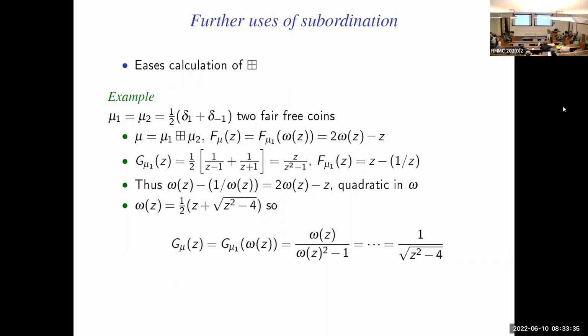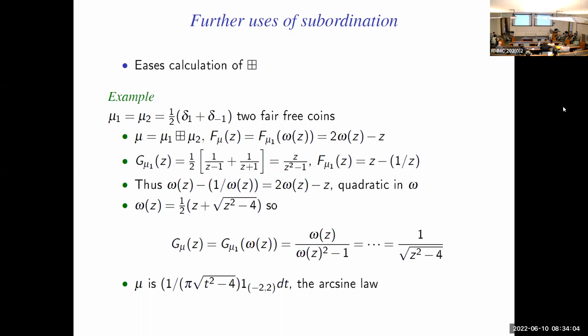Therefore, G_mu of z is G_mu1 of omega 1 of z, which is omega over omega squared minus 1, which is, after a little bit of an algebraic calculation, 1 over the square root of z squared minus 4. So you notice how this is real and analytic outside the interval from -2 to 2. And let me see if I made that mistake again this time. No, this time I got it right.